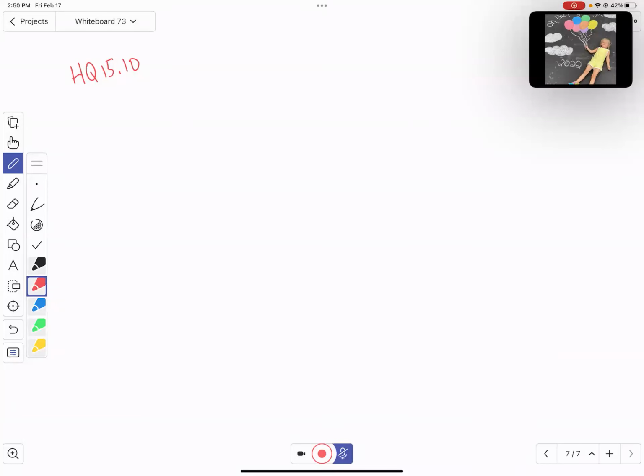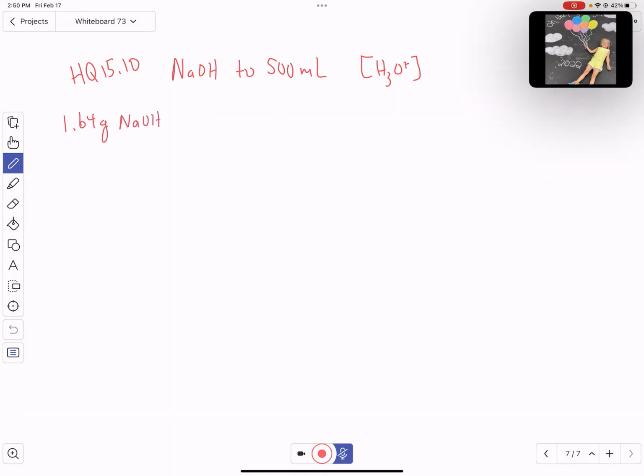All right, question 10. They tell us that we're adding sodium hydroxide to 500 milliliters of solution, and they want us to find the hydronium concentration of that. What's our mass of sodium hydroxide that we're adding? So we've got 1.64 grams of sodium hydroxide that we're going to add.